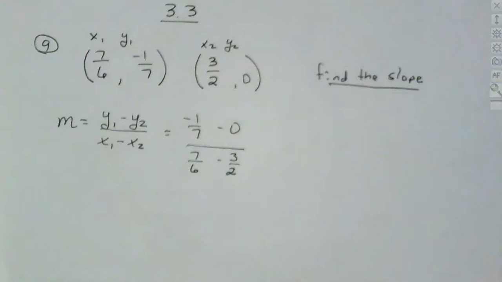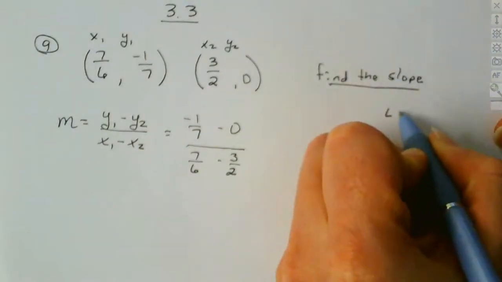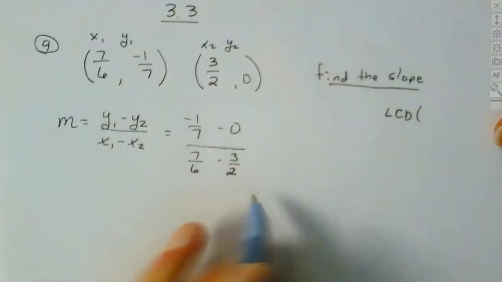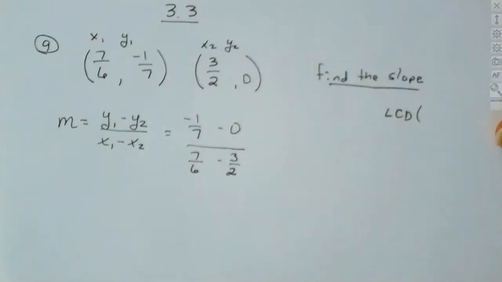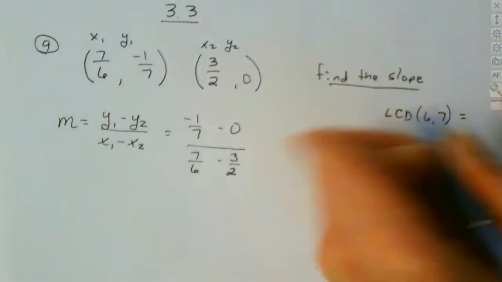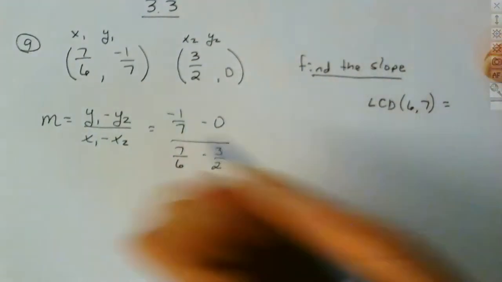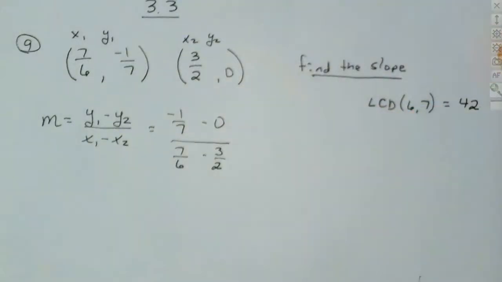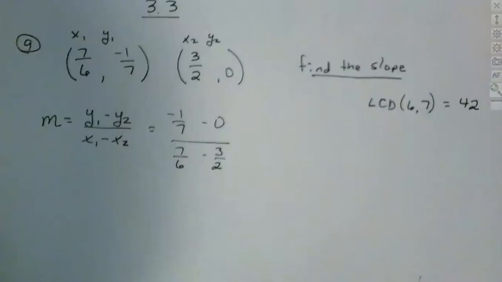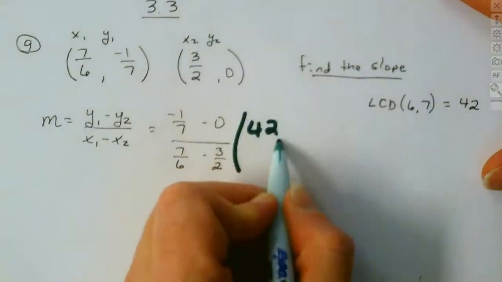Okay, so we want to go ahead and clear out the fractions, and let's look at our denominators. We have a 6 and a 2, so that common denominator is going to be a 6, and on the top we have a 7. The least common denominator of 6 and 7 would be 6 times 7, that's 42, isn't it? That's going to be the smallest one. So we can clear out all of our fractions by multiplying every single piece by 42.